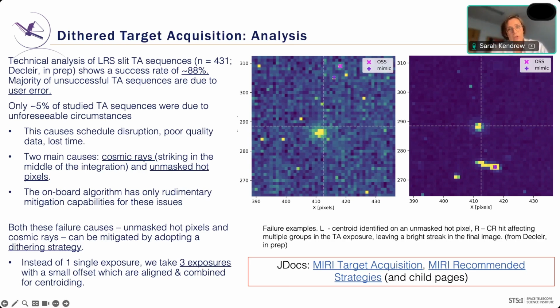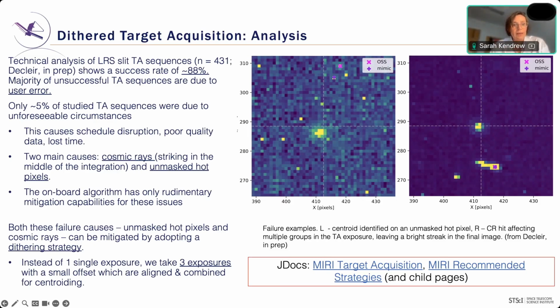Similarly, a cosmic ray stripe. Some cosmic rays are dealt with by the algorithm on board, but we do see cosmic rays, particularly if they're energetic. And if the jump persists over a couple of groups, they can cause artifacts, and then the algorithm will centroid on that cosmic ray artifact. Again, very difficult to mitigate and very difficult to predict.